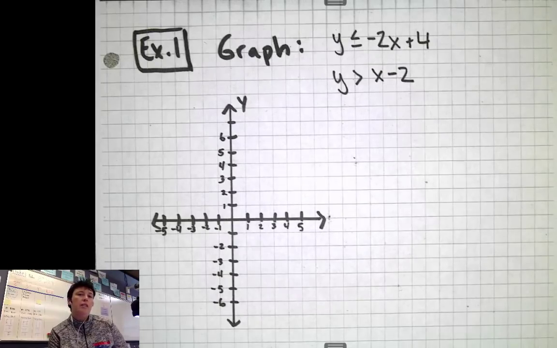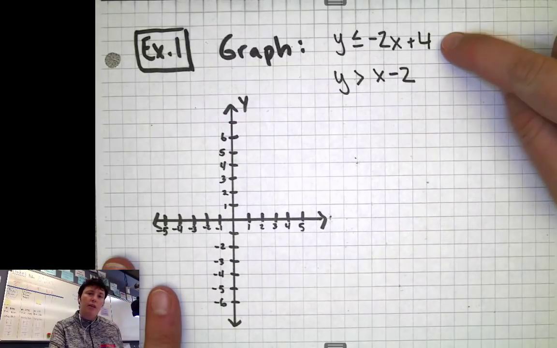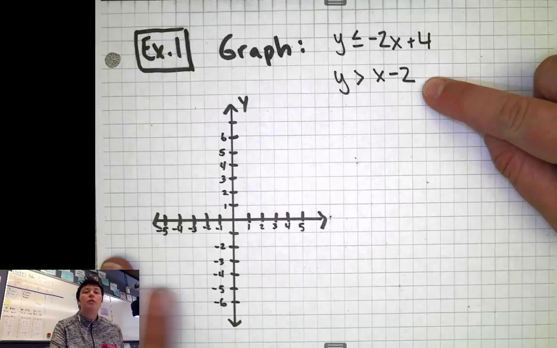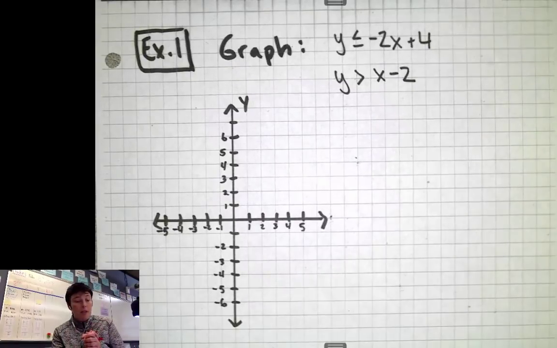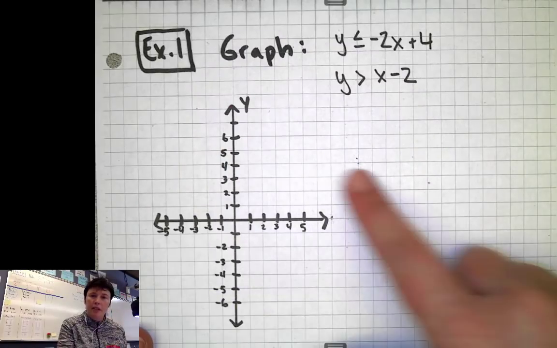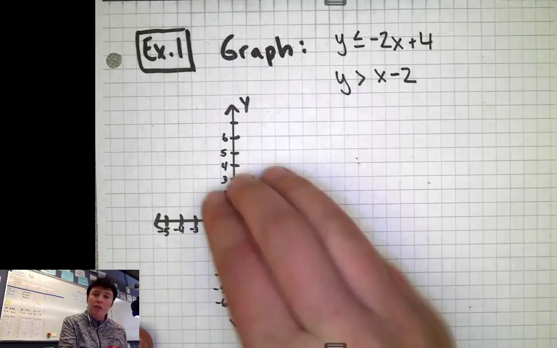All right guys, here is the problem we're going to try today in our notes. We'll call it example 1. We're going to graph two inequalities: y is less than or equal to -2x plus 4, and y is greater than x minus 2. We're going to put both of those graphs on the same graph together. I've already created my xy axis and set it up. Both of these are going to land on this one graph.